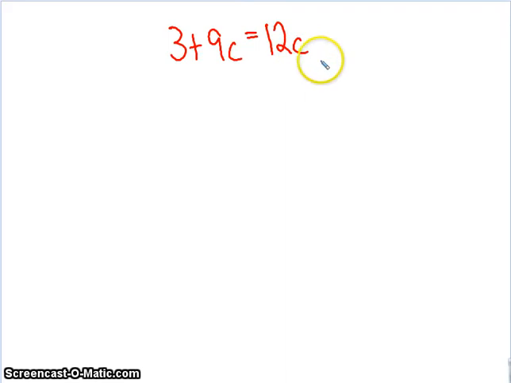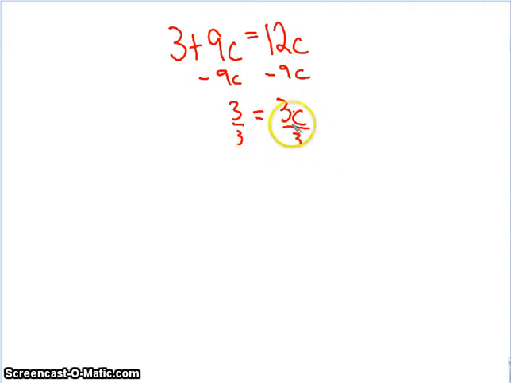We wanna get the C's to one side and the numbers to the other. So I've already got the number all by itself, so I'm not gonna do anything to it. I'm gonna get rid of this plus 9C by minusing 9C to both sides. So I get 3C equals 3. So now I want to get rid of the 3 in front of the C. And right now it's multiplication, so I do that by dividing.